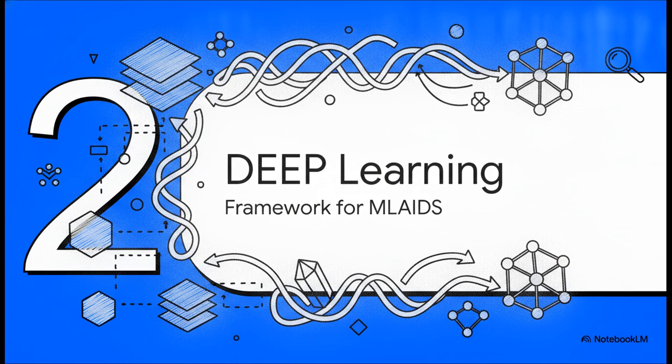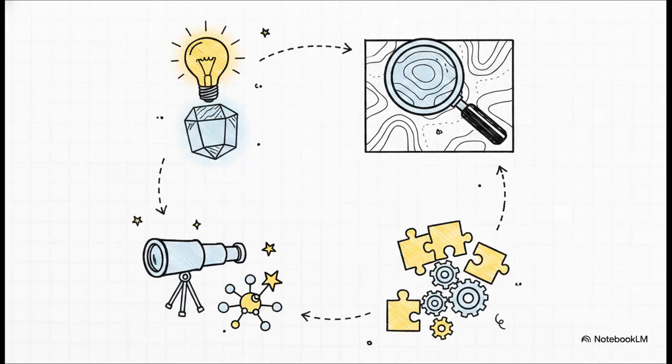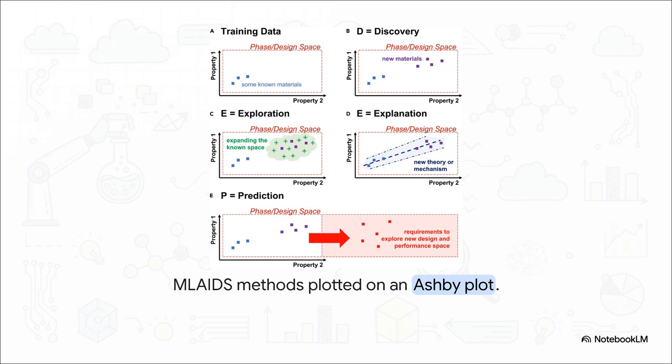Section 2. The Deep Learning Framework. Let's see how this builds into the modern methodologies you'll be reading about in the literature. We frequently see AI and machine learning studies falling into a framework we can call the DEEP moniker. That stands for Discovery, Exploration, Explanation, and Prediction. Categorizing your work within this DEEP framework really helps clarify both the intent and the actual output of your machine learning algorithms. Basically, are you just mapping a library of properties, or are you looking for an entirely new phenomenon?